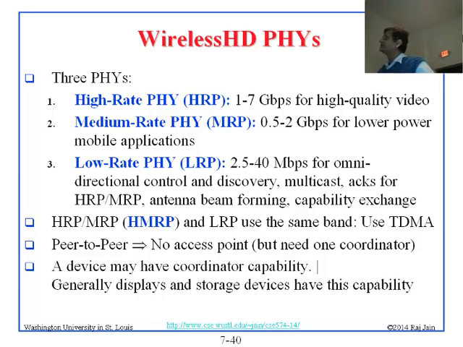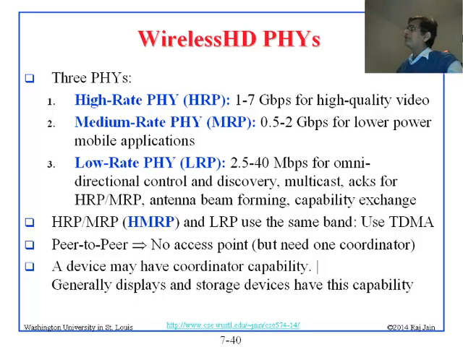It has 3 files: high rate up to 7 gigabits, medium rate up to 2 gigabits, and the low rate up to 40 megabits. This is for mobiles. This is for TVs and DVRs. The low rate is for basically omnidirectional control and discovery. So when you want to find people, you just come down to the lowest rate, and then that way you can send your signal in all directions. For multicast, for X, for HRP, MRP, antenna beam forming, and capability exchange. So all of these are mostly what we call multicast stuff.